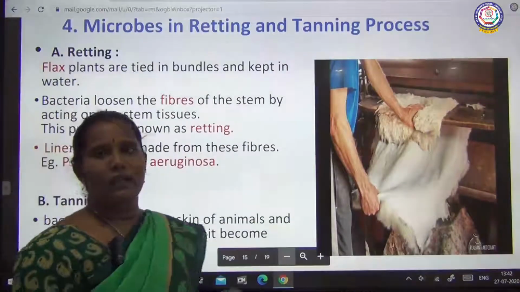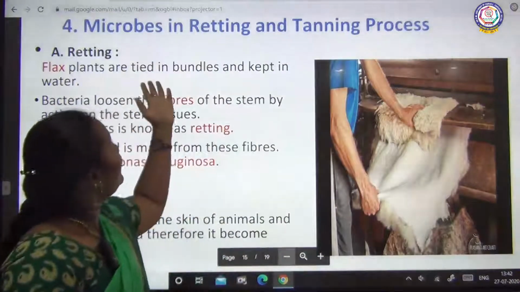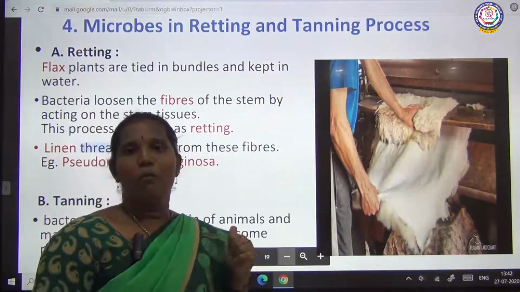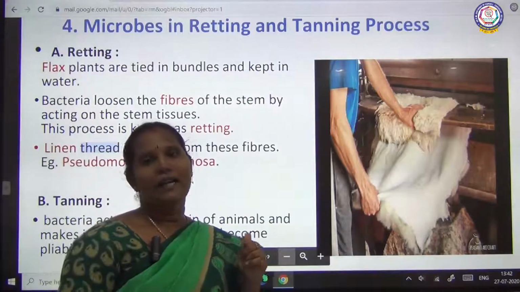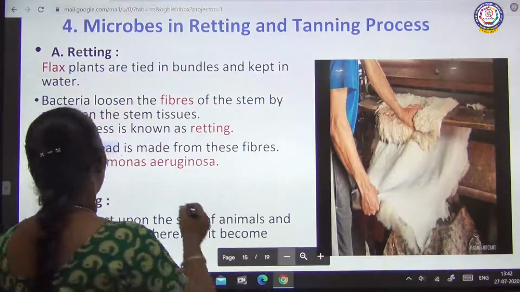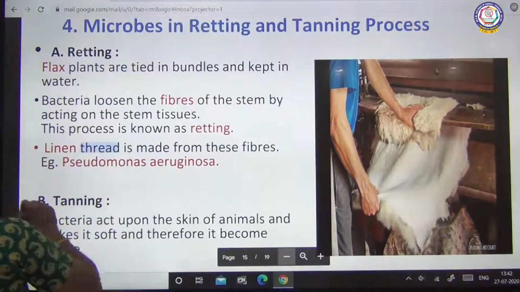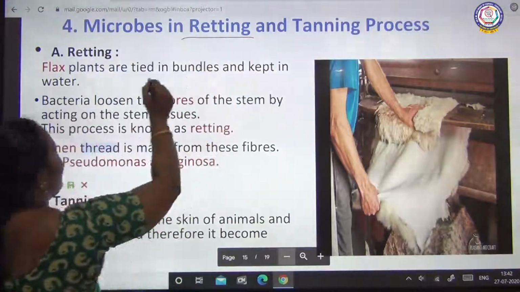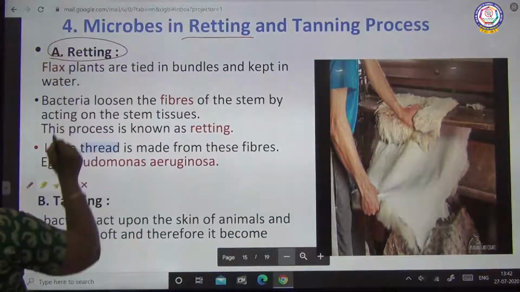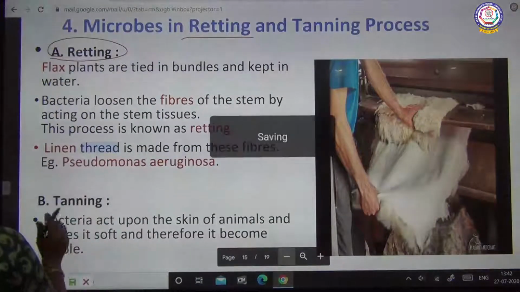See, the final one is the retting and tanning process. Microbes are used in the retting and tanning process. What do we mean by retting and tanning? Do you know that? What does retting mean? What does tanning mean?